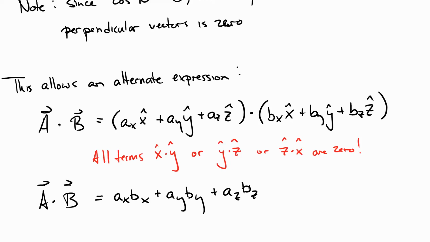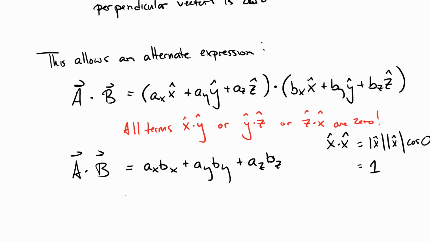The only things that you are left with are things like x hat dot x hat, which we would know is the magnitude of x hat, which is 1, times the magnitude of x hat, which is 1, times the cosine of 0, which is 1. So it's just 1, which would give us then ax bx times x hat dot x hat, ay by times y hat dot y hat, az bz times z hat dot z hat, or ax bx plus ay by plus az bz.